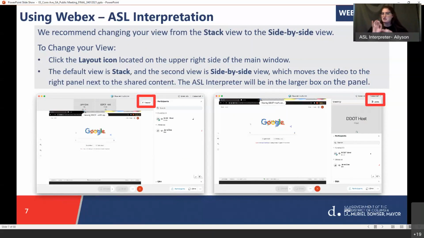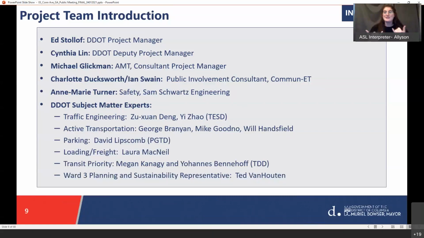Thank you, Ed. Thank you, Charlotte. We're now going to introduce our project team. I am Ed Stoloff, the DDOT project manager. Cynthia Lynn is our deputy project manager. Michael Glickman is our consultant project manager from the firm of AMT. Charlotte Duxworth and Ian Swain are our public involvement consultants from the firm of Commune ET. Anne-Marie Turner is our safety consultant from Sam Schwartz Engineering.